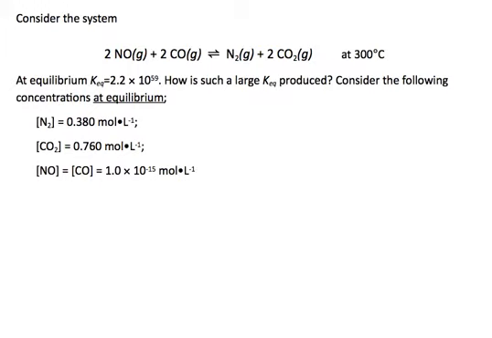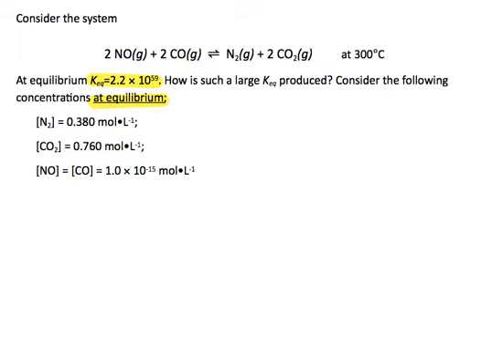So here's the question. We have this reaction, nitrogen monoxide plus carbon monoxide yielding nitrogen and carbon dioxide, and we have this equilibrium value. So here's our k. k equals 2.2 times 10 to the 59. That's huge. That's a really big number. So considering the following concentrations at equilibrium, how can we arrive at such a large value of k? How does that value come about?